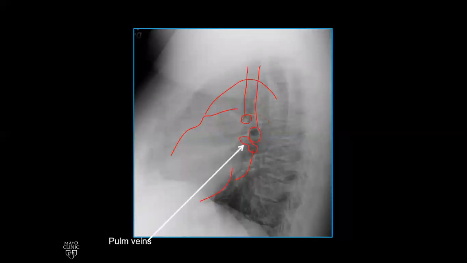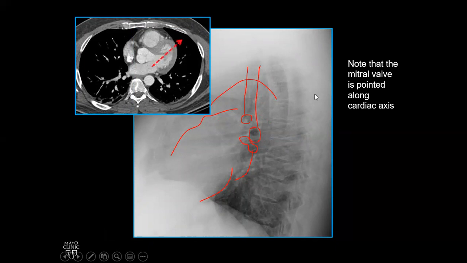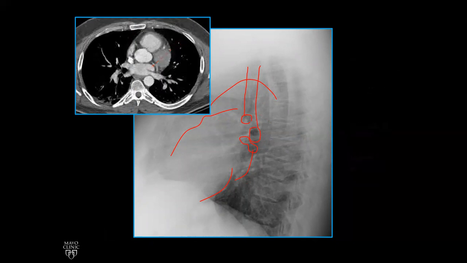Down here, the pulmonary veins, we referred to them a little bit. So you notice that the mitral valve is pointed along the cardiac axis. So here's an axial CT scan, left atrium, left ventricle. The mitral valve points that way. You can see the axis of the heart is tilted to the left, and it's actually tilted to the left and down, like that. So the mitral valve points at the LV apex, which is usually to the left.